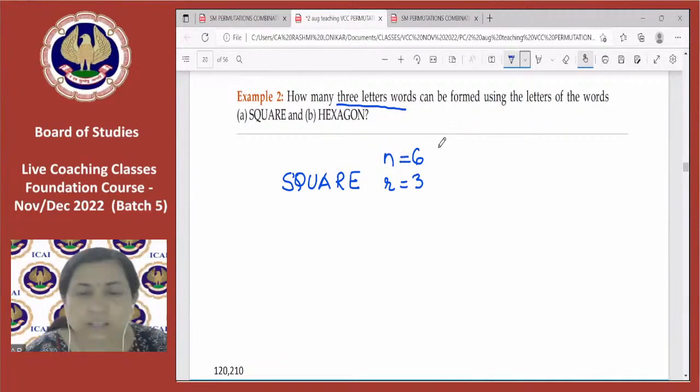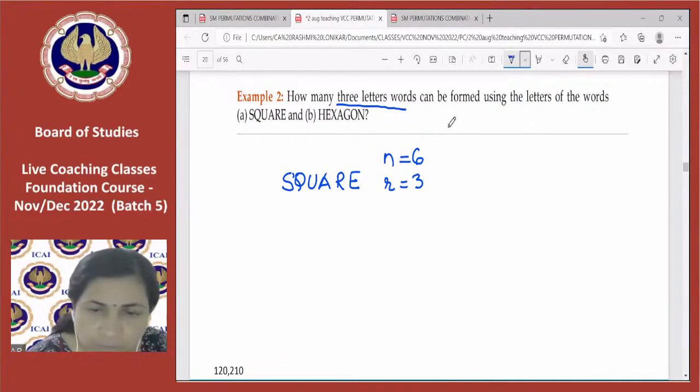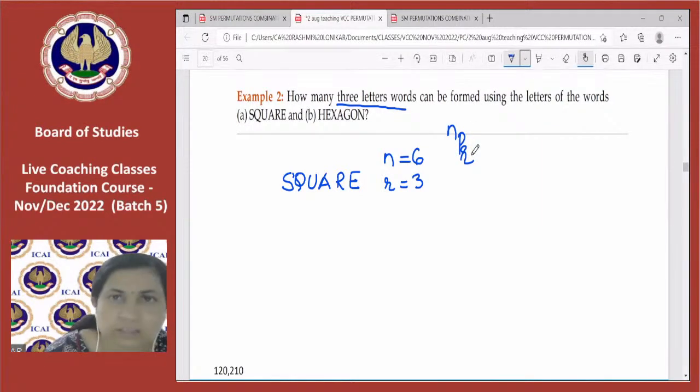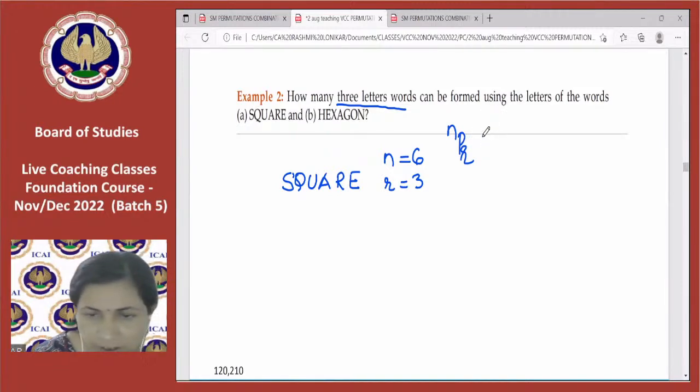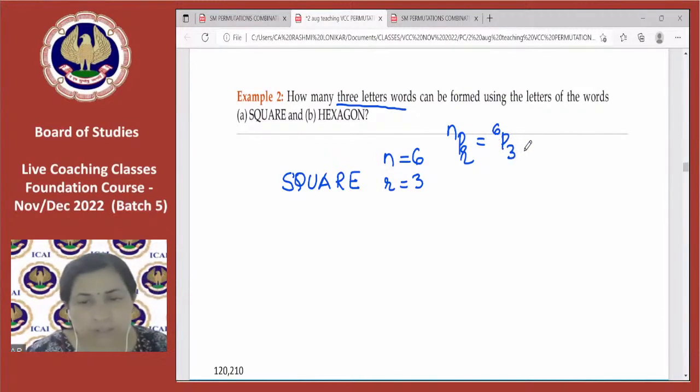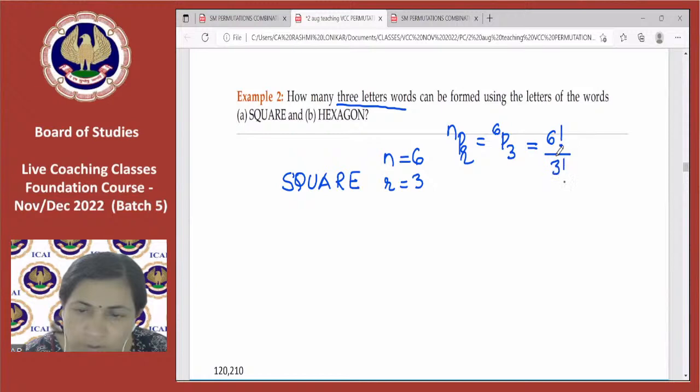Okay. So here in this sum, when I'm writing nPr as the number of words that can be formed from the letters of the word square, how many 3-lettered words can be formed using the letters of the word square? So I have nPr equal to 6P3. So I try to find this. This is equal to 6 factorial upon 3 factorial.